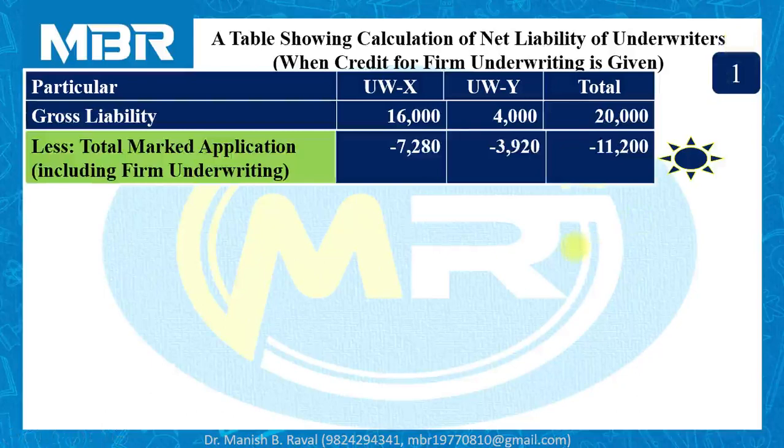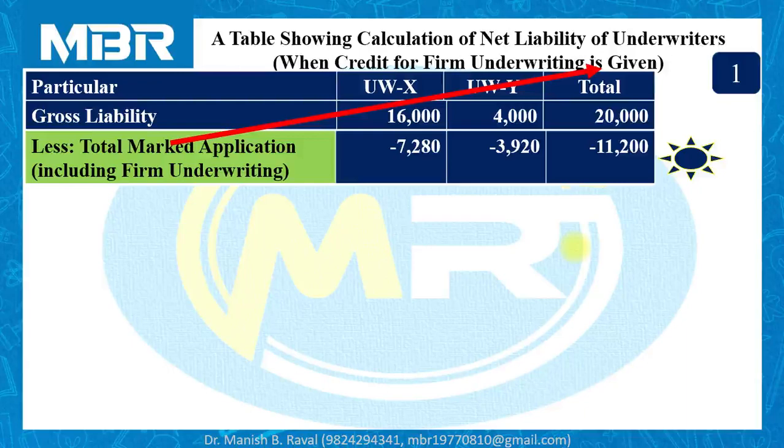Less. Now there is a change. Less total marked applications. In brackets, I have written for your reference, including firm underwriting. Just check it. Why? Here we have considered total marked applications because credit for firm underwriting is given to the underwriters. So this word makes a lot of difference. Earlier we had considered marked applications. Now we are considering total marked applications including firm underwriting.